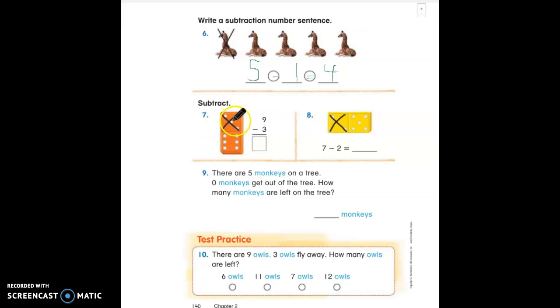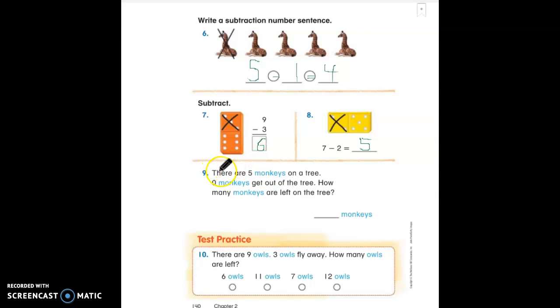All right, so number 7, 9 take away 3, and how many are left if we have 9 total and we're going to take 3 away? Look how many are left, and on a domino it's super easy to see that that is a number 6. All right, let's do this other domino math. We have 7 take away 2, so we have 2 to go away, and how many are left? 5. Domino math is so fun because you could really get to see that visual.